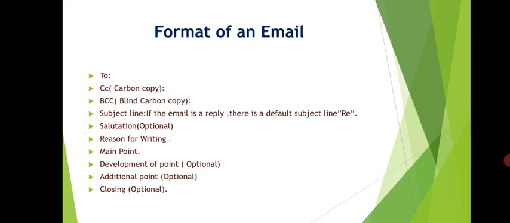In CC, the recipients in both the To field and the CC field are able to see the email address of each other. Whereas if you provide an address in BCC, that is kept hidden. So the recipients in the To and CC fields are unable to see it.